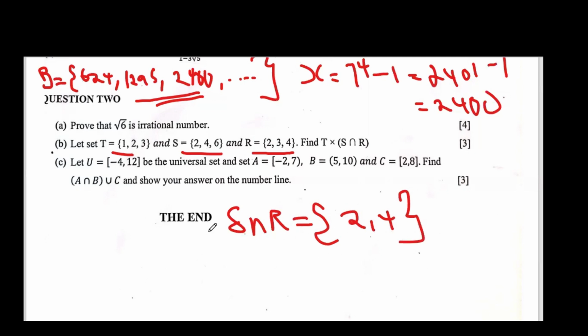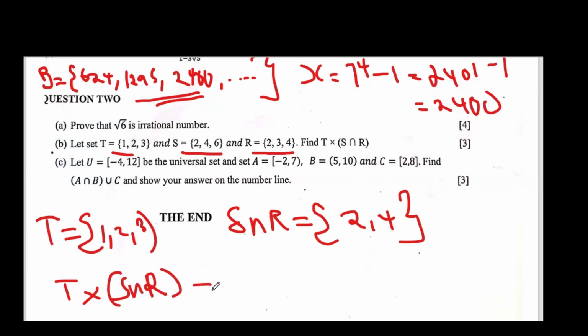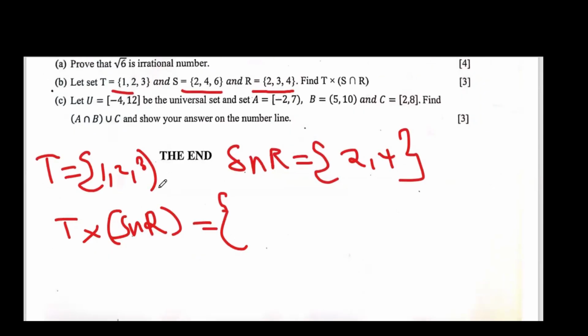So this is our S intersection R, and our T is just 1, 2, 3. And then they're asking us to find T multiplied by S intersection R. So you're just going to get the ordered pairs here, right? Because this is a Cartesian product. So you're going to get 1 with everything here, 2 with everything, 3 with everything.